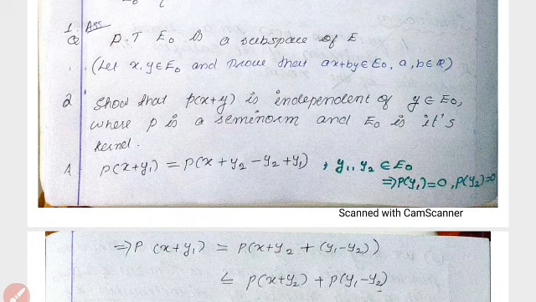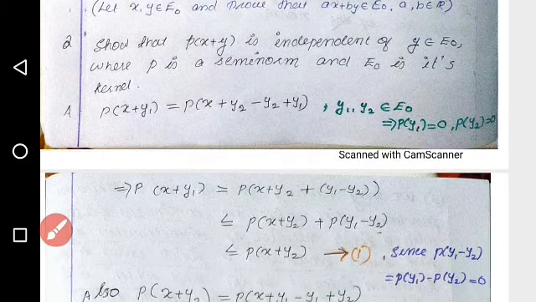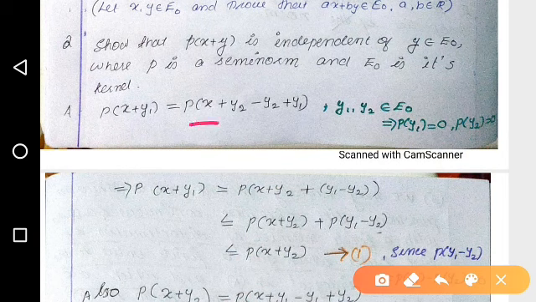So arbitrarily we are going to prove that P of x plus y1 equals P of x plus y2 for any arbitrary y1, y2 belongs to E naught. For that, we are starting with P of x plus y1. And in the second step, we are adding and subtracting y2. That is P of x plus y2 minus y2 plus y1, by the triangular inequality on semi-norm.